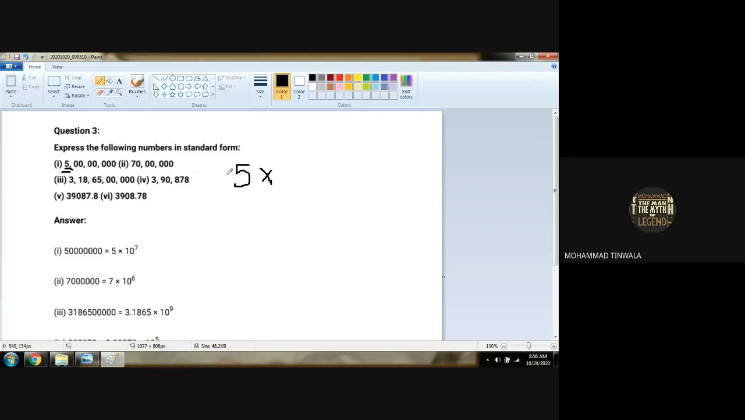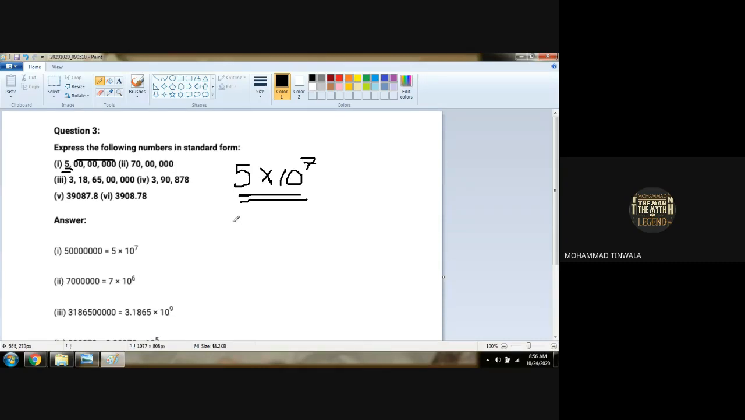Understood? Now, zeros are there. So multiply by 10 raised to the power 7. સમજ પડી? કેટલા zeros છે અહીંયા? 1, 2, 3, 4, 5, 6, 7. So 10 raised to the power 7. Got it? Same way. Second sum is what?